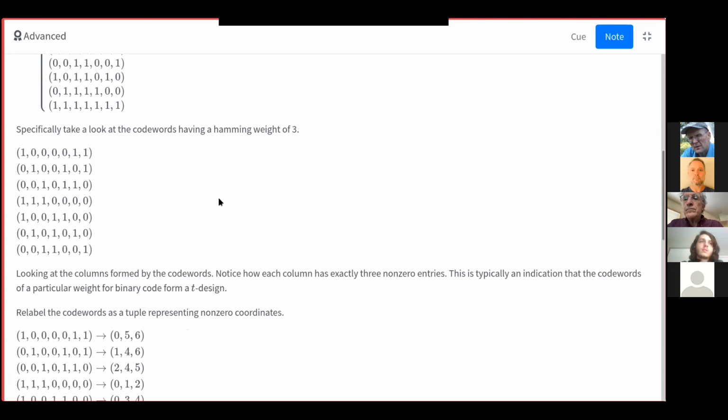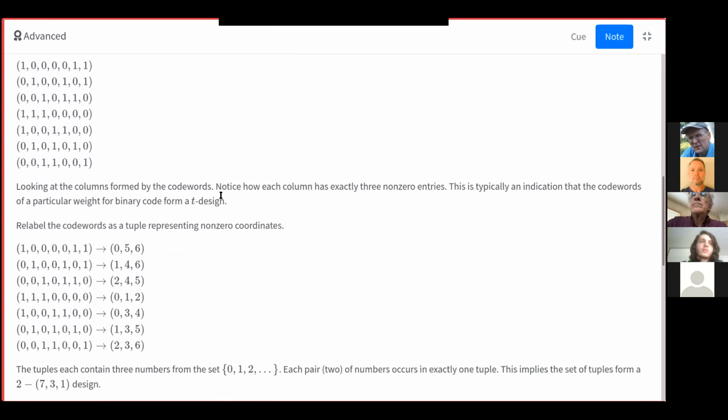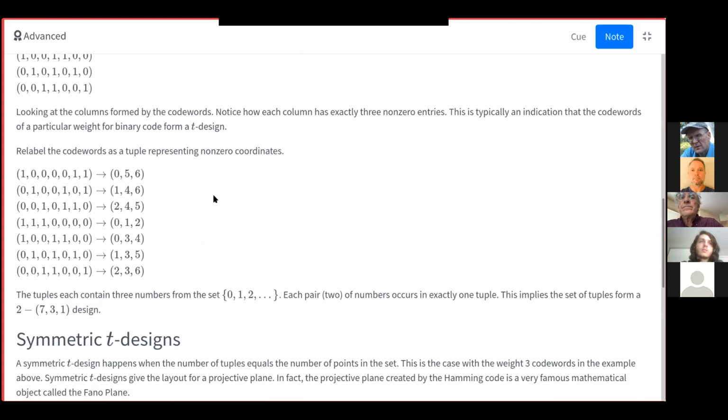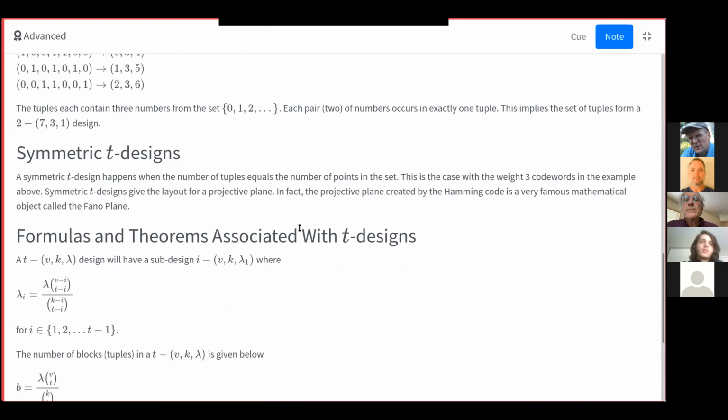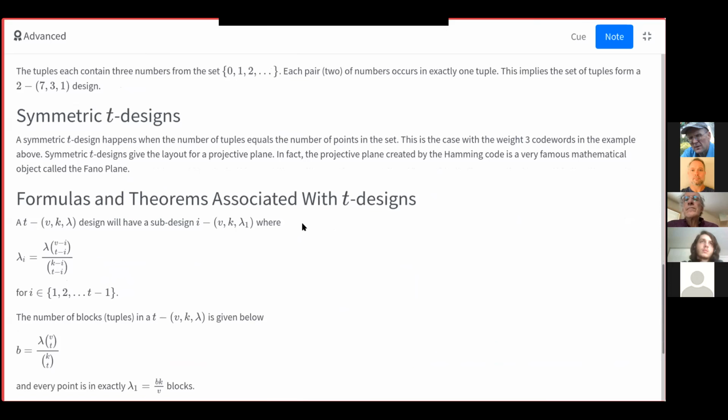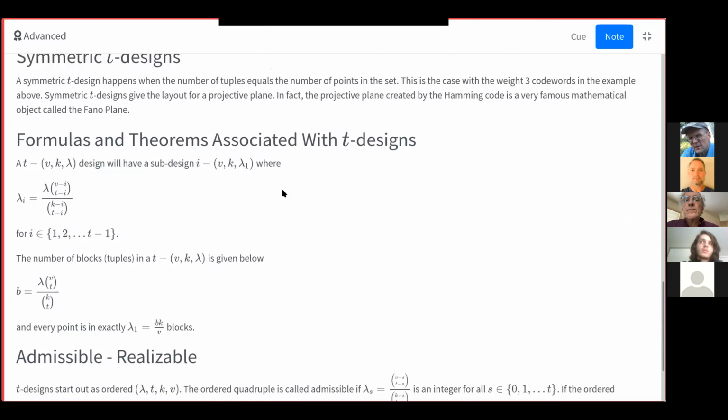There's going to be 3 in each one of them. So if we look at the coordinates of that, we find out that they create a T design. And a T design is essentially a combinatorial design that can actually show whether a code exists or not.